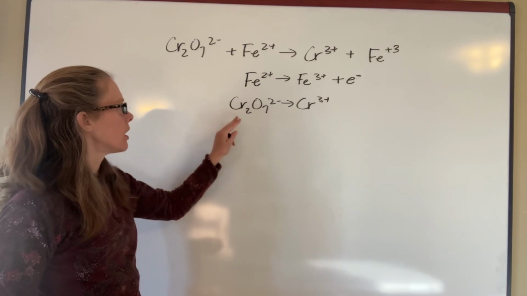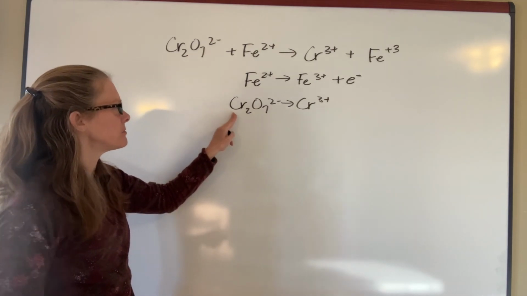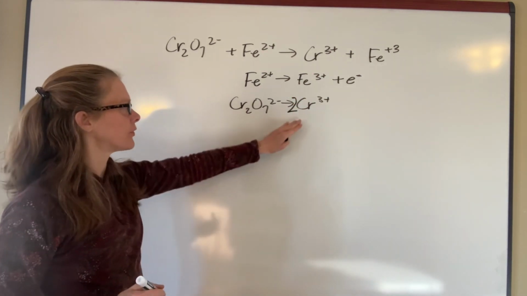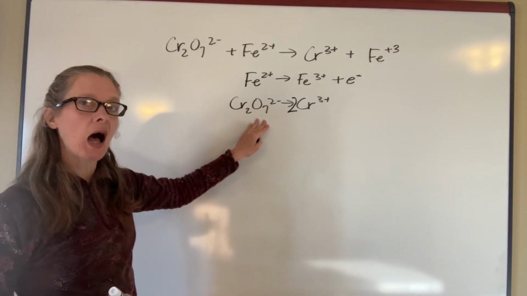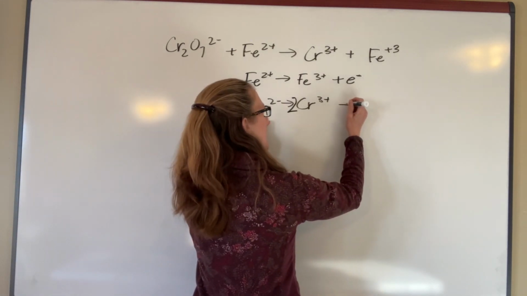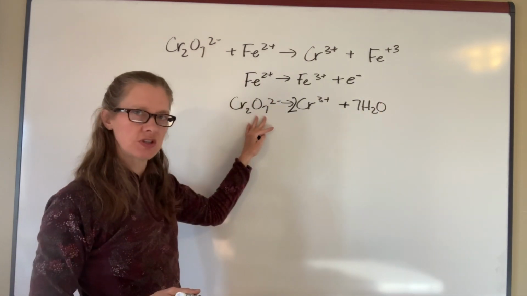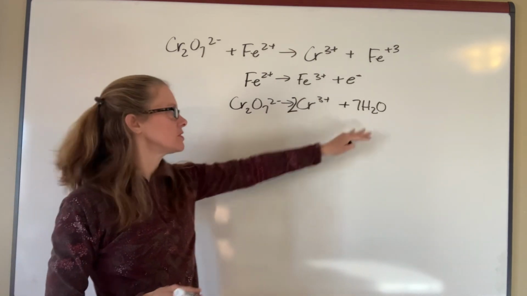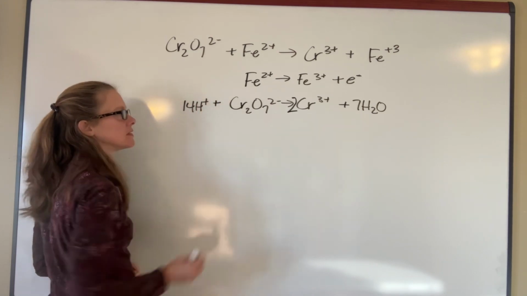Now let's look down here. I've got 2 chromiums. We're going to always balance atoms first. We've got 2 chromiums here, and I can balance it by putting a 2 in front of the chromium there. Didn't allow myself enough room, did I? Okay. So now I need to balance oxygens. Oxygens are always next. And so I'm going to have to add 7 waters to this side in order to get the oxygens balanced. We're in acidic solution, so in order to balance the hydrogens, I can add hydrogen ions. So I have to add 14 hydrogen ions to this side.